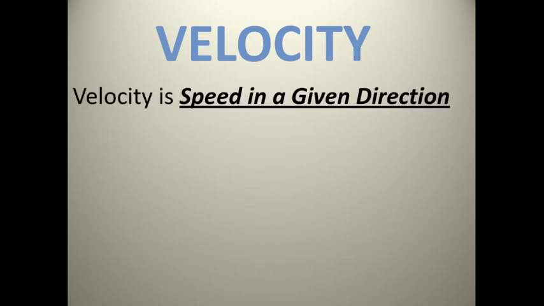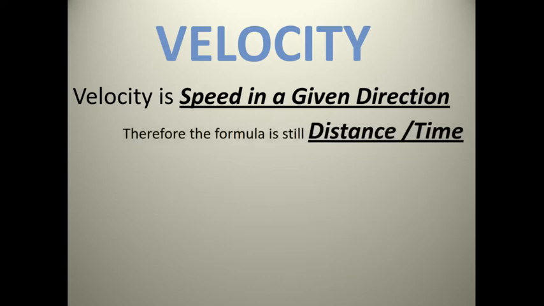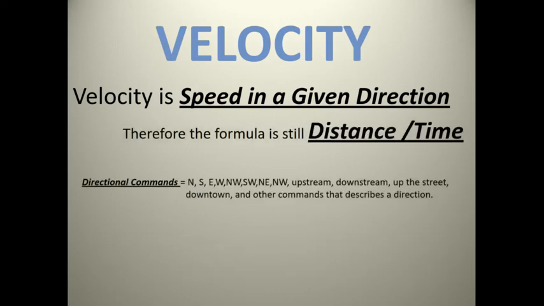All right, velocity. What is velocity? Velocity is speed in a given direction. Speed is still distance divided by time, but now all we're doing is adding a direction. So if I'm describing velocity, I might say 55 miles per hour north, 55 miles per hour south. All I'm doing is attaching another unit of measurement, in this case, direction.